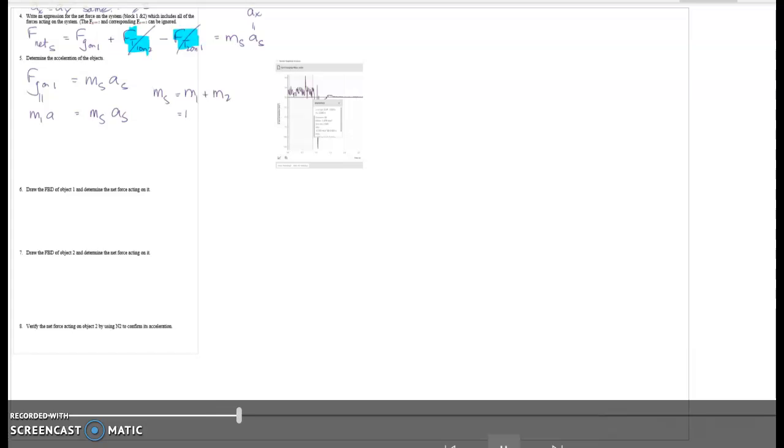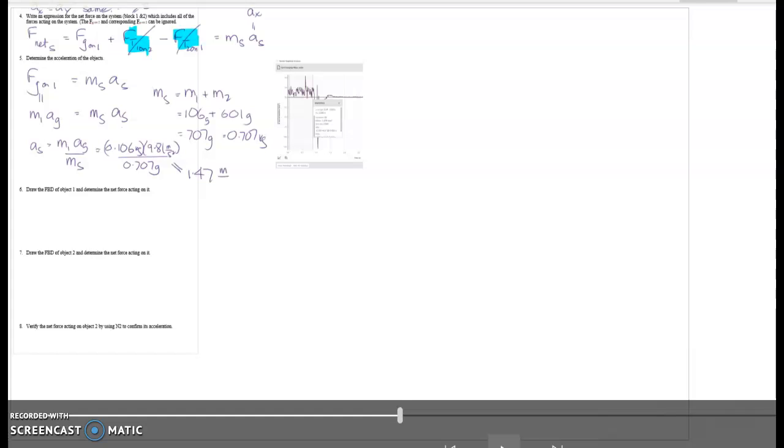The mass of S is the mass of 1 plus 2, so the mass of the system we'll need in kilograms, 0.707 kilograms. So we can rearrange the acceleration of the system as mass 1 times the acceleration due to gravity over the mass of the system, and then putting in the values, we get 1.4 meters per second squared. So that's how the blocks are actually moving.